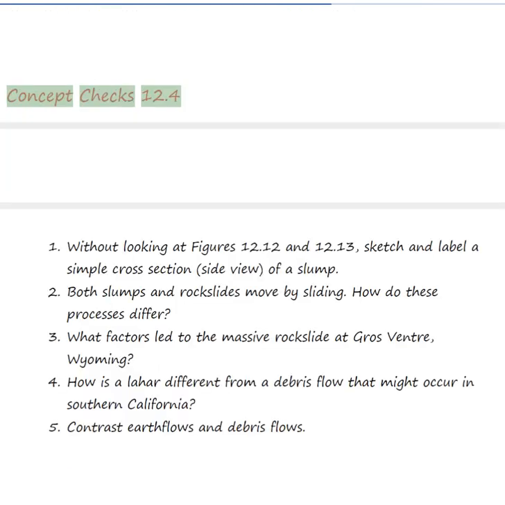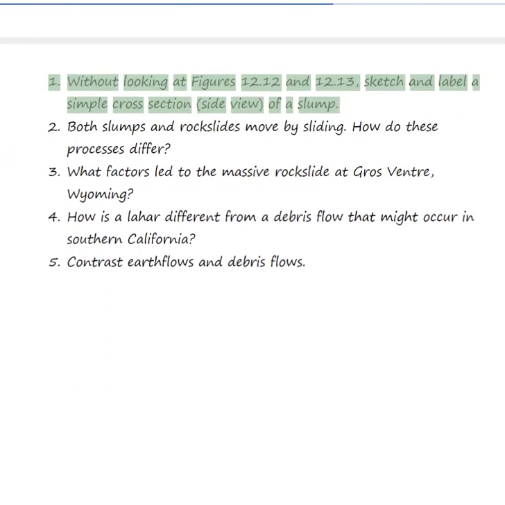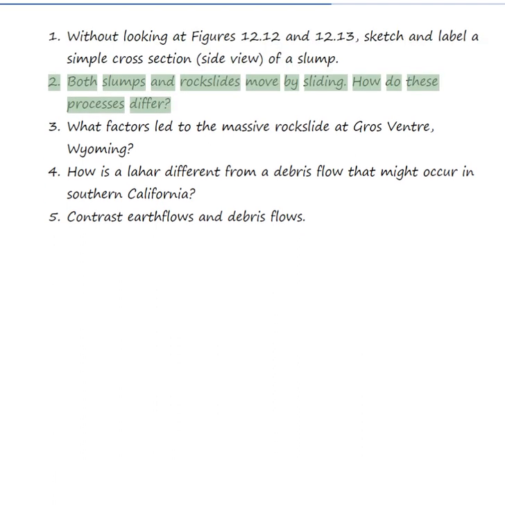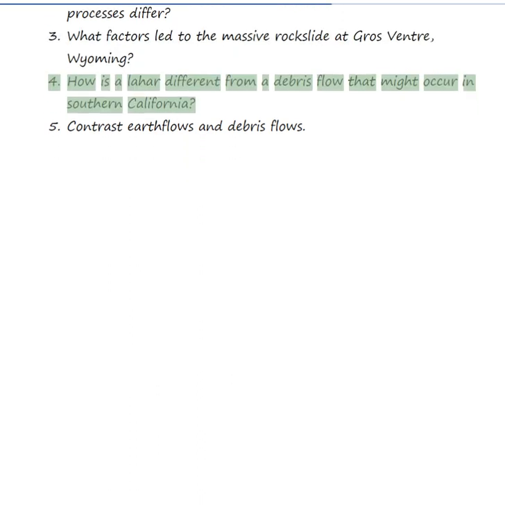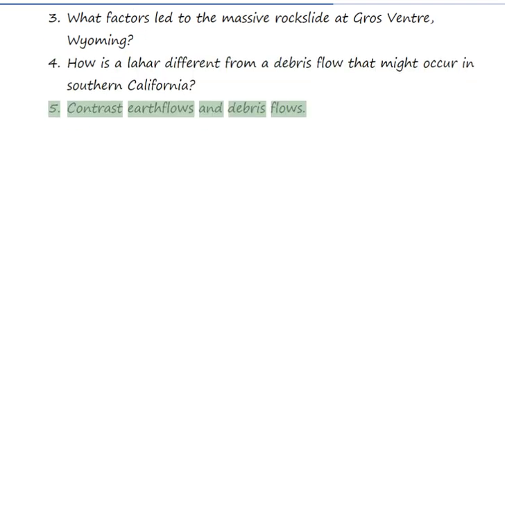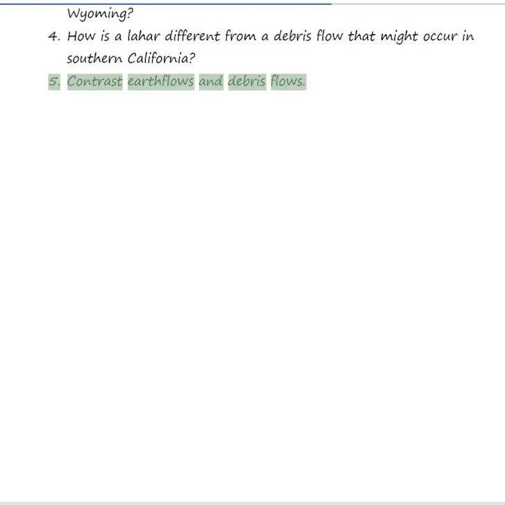Concept checks 12.4. 1. Without looking at Figures 12.12 and 12.13, sketch and label a simple cross-section of a slump. 2. Both slumps and rock slides move by sliding. How do these processes differ? 3. What factors led to the massive rock slide at Gros Ventre, Wyoming? 4. How is a lahar different from a debris flow that might occur in Southern California? 5. Contrast earth flows and debris flows.